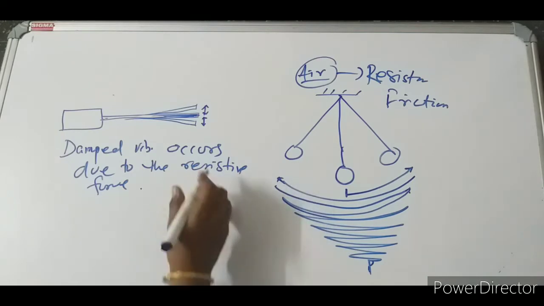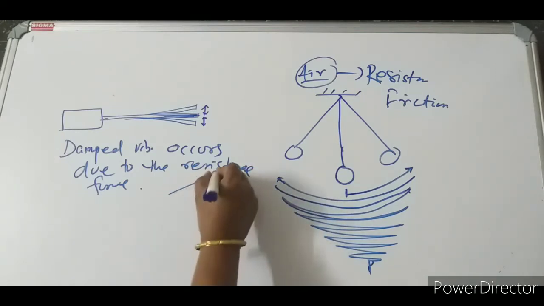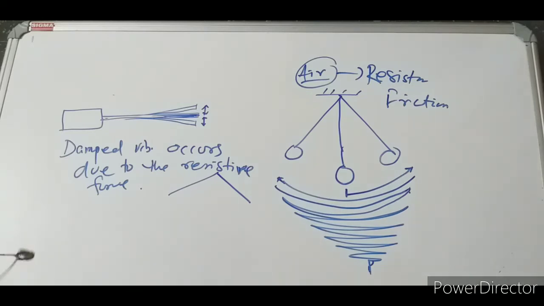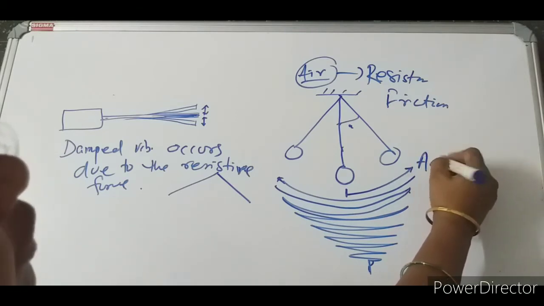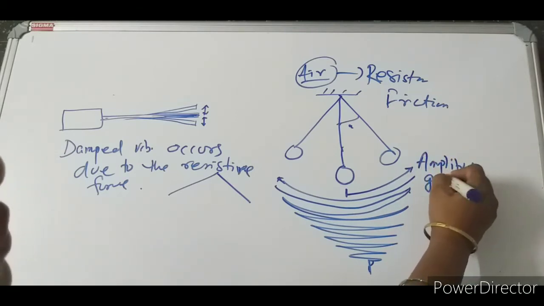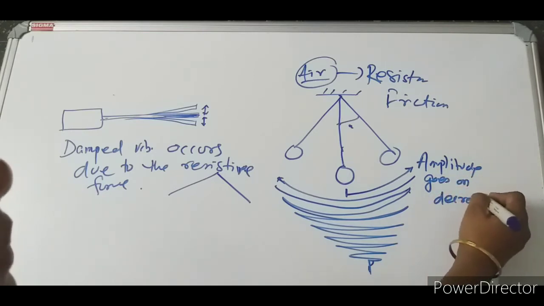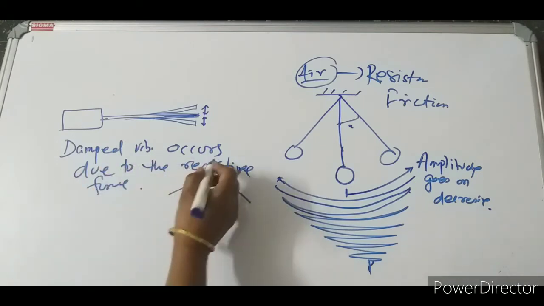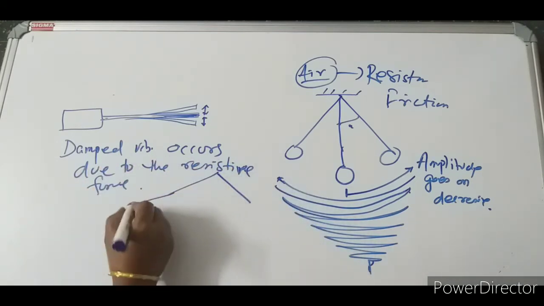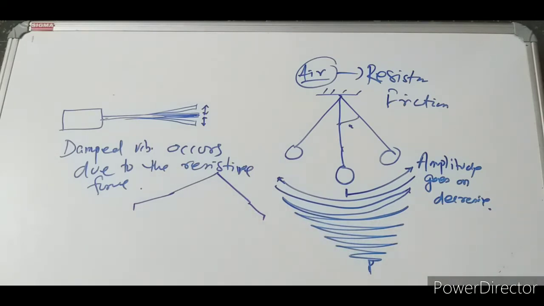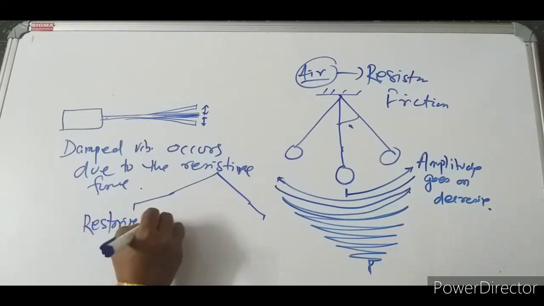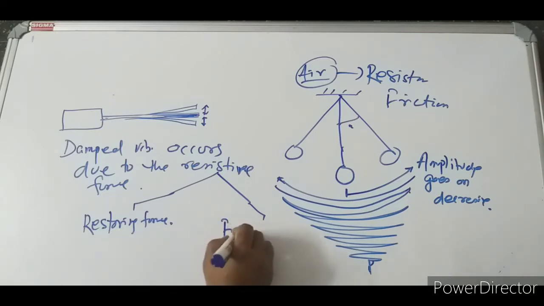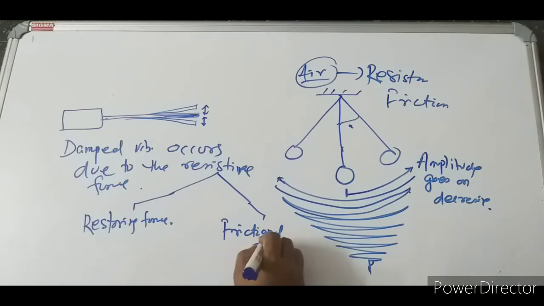When we talk about resistive force, these resistive forces are of two types. What forces are acting so that this amplitude goes on decreasing? It is amplitude, no? So the amplitude goes on decreasing. What are the two types of forces acting so that the amplitude decreases? One is the resistive force, or we can take it as the restoring force acting on the body. Another one is the frictional force.